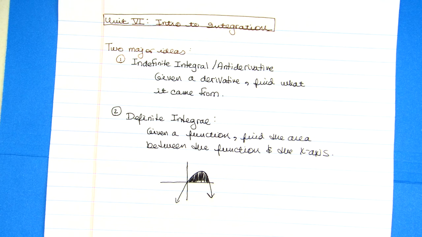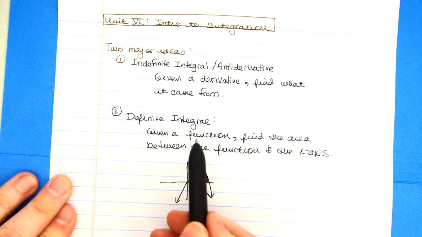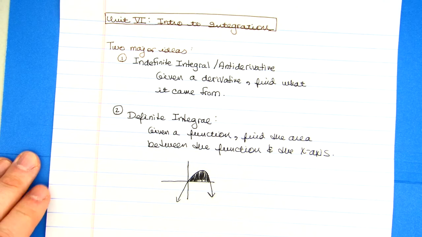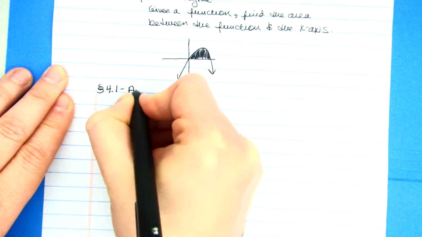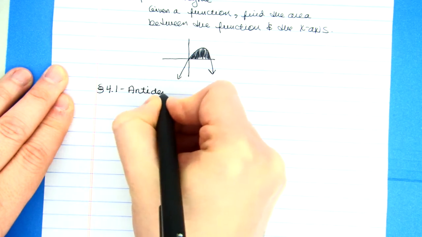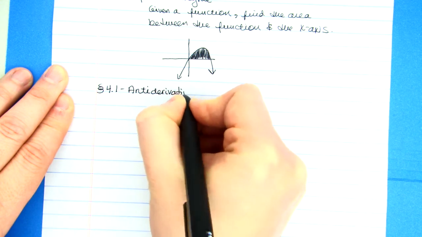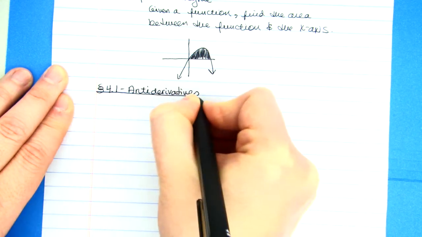Take a moment and make sure all this stuff is copied down. So today's video, and the video you're going to watch next week, will be about antiderivatives, indefinite integrals. The rest of this unit will focus on the idea of a definite integral. Given a function, find the area between the function and the x-axis. So in your book, this matches up with section 4.1. And again, this is about antiderivatives.